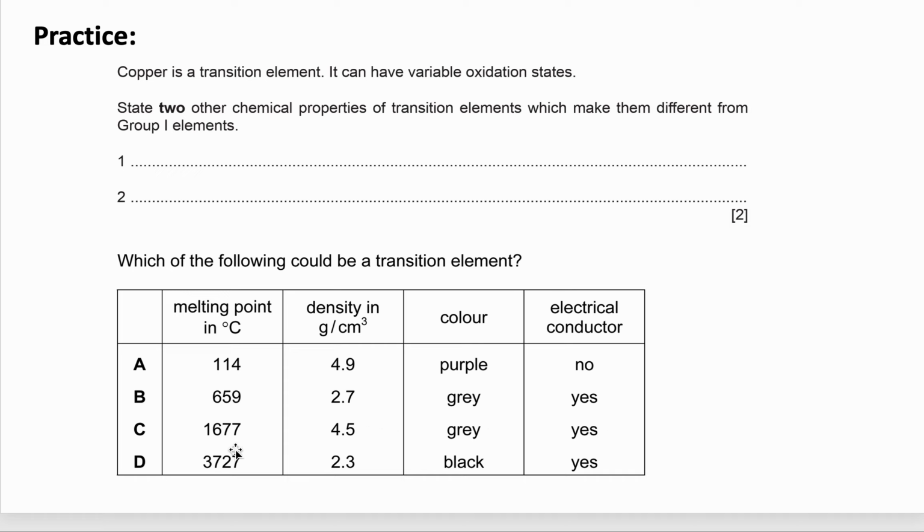So in this case, the one that fits everything for a transition element would be C, because it also has a high melting point and high density. This one has a high melting point, but the density tends to be lower. And then the color here is black, but remember that the metals tend to be gray or silvery.